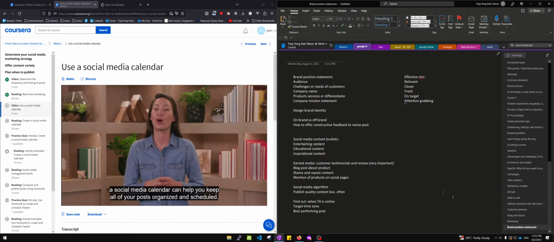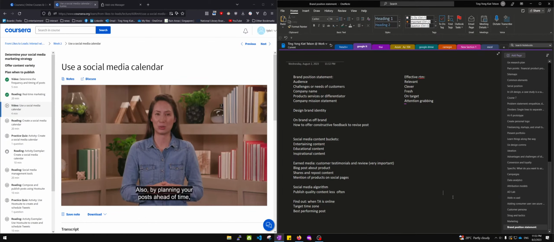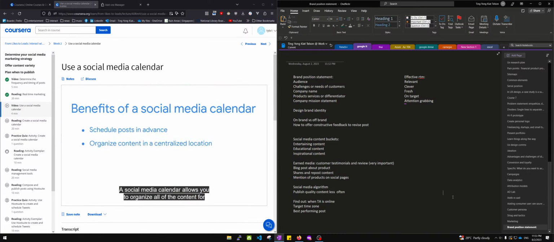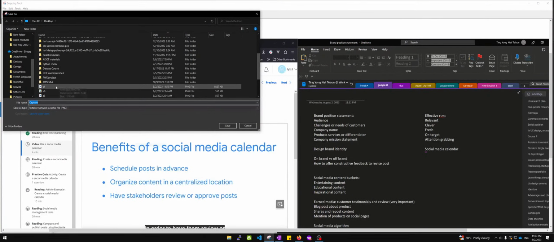A social media calendar enables you to schedule your posts in advance. This saves you time and enables you to maintain a consistent posting schedule. Also, by planning your posts ahead of time, you can make sure that there are no upcoming coverage gaps. A social media calendar allows you to organize all of the content for your posts in one centralized location. It can also help you make sure all of your content assets, such as images, videos, or links, are attached to the correct posts. You can also share your social media calendar with other stakeholders in order to have them review or approve your posts before they go live.